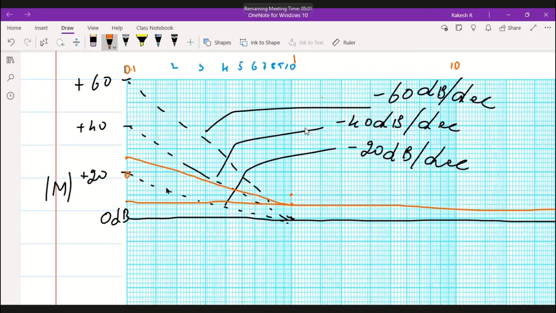These two lines should be parallel. See here, 20 dB per decade. This is also 20 dB per decade. That is a parallel line here. It has crossed exactly at 1.